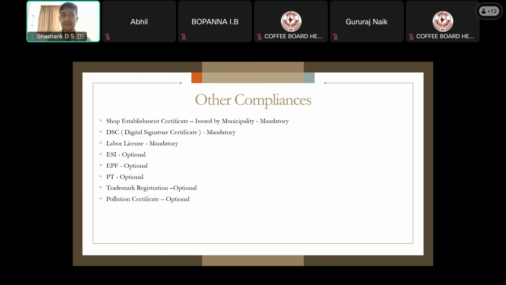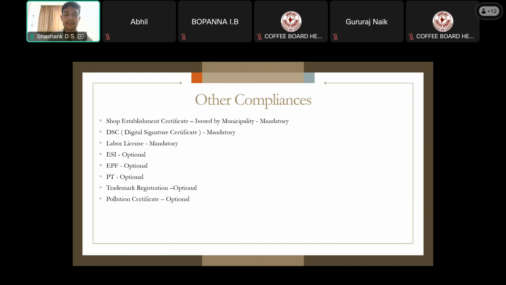In case of PF, which is Provident Fund, the applicability is mandatory only when the enterprise has more than 20 employees. In case of PT, which is professional tax, if an employee is drawing a salary of more than 25,000 per month, we need to deduct 200 rupees as professional tax per month from the salary, and that needs to be remitted to the professional tax department of Karnataka.